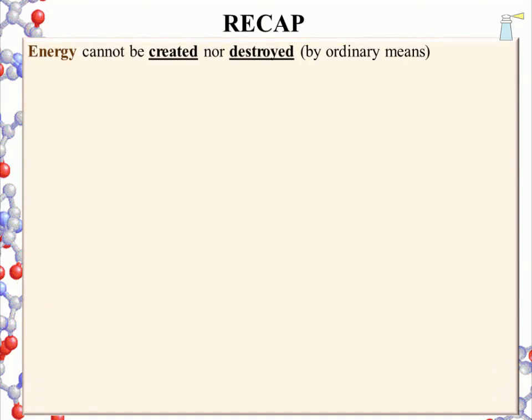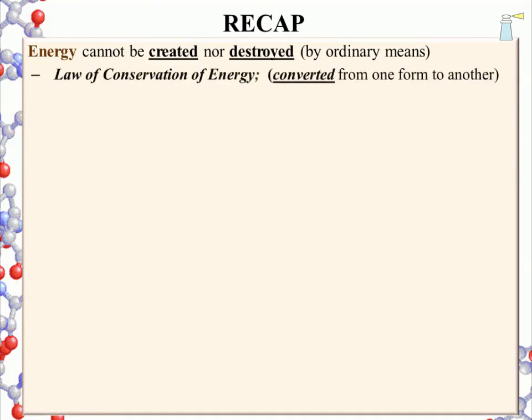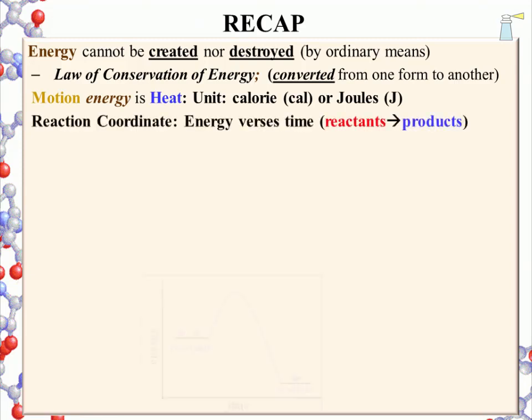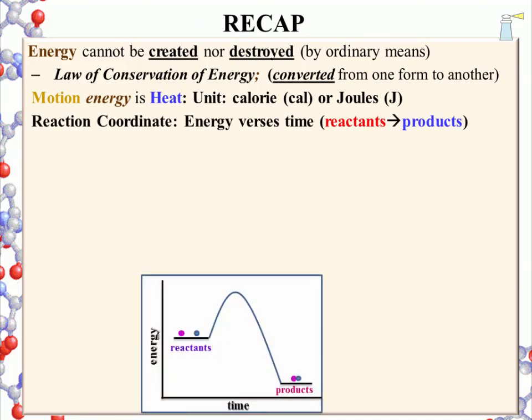As a recap, energy cannot be created or destroyed by ordinary means. That is the law of conservation of energy. Energy can be converted from one form to another. Motion energy is heat. The unit types for heat include calorie, which is used in biology, and the joule. The energy of a reaction can be shown graphically using our reaction coordinate. Essentially, it is an energy versus time plot of the transition from reactants to products.